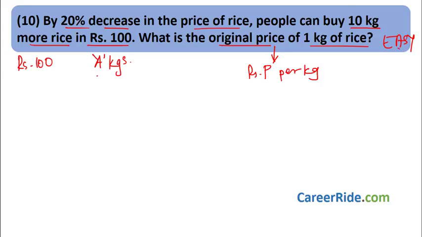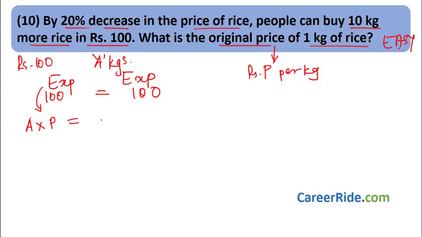Now, because of the change in price, people were able to buy 10 kg more in that same 100 rupees. What does that mean? 100 rupees remains the same, so the expenditure is remaining the same. Now what is expenditure? We have seen expenditure is nothing but the amount of rice times the rate. Initially it was a kg, into the rate of rice, which was P rupees per kg, that we have assumed. Now in the second case, when the price was decreased, how much rice were people able to buy? A plus 10 kg, because 10 kg more was possible for them in the same 100 rupees.